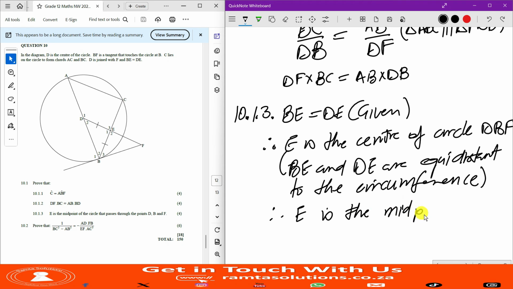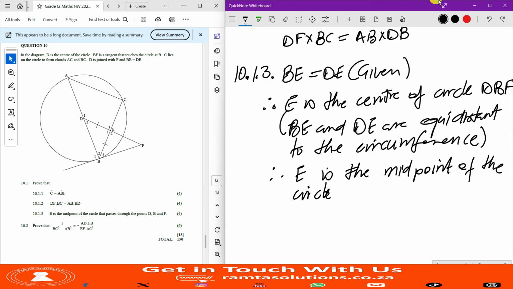So E is the midpoint of the circle. Remember, a fancy way now is midpoint of the circle, center of the circle. It's the same thing. I, for one, when I looked at it, I'm like, I'm doing it like this.